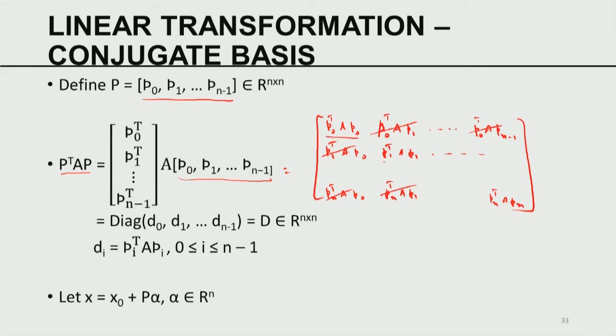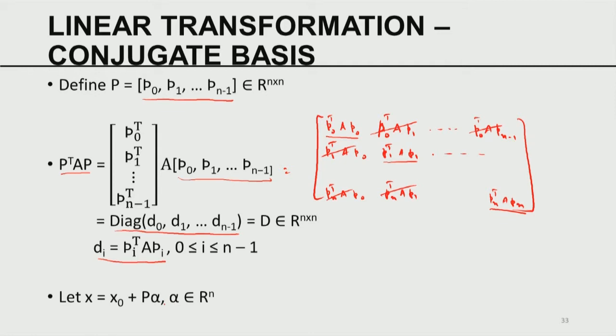The elements along the diagonal are not 0. I am now going to call d_i equal to p_i transpose A p_i. Therefore, P transpose A P simply becomes a diagonal matrix with d_i as the diagonal elements. So, from the previous slide, we now know x is equal to x naught plus linear combinations of p_i.